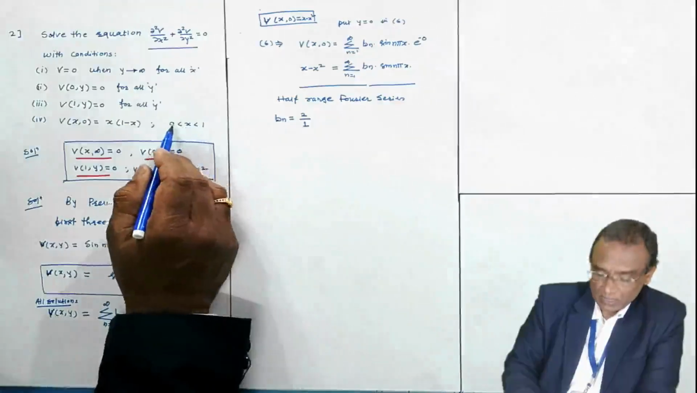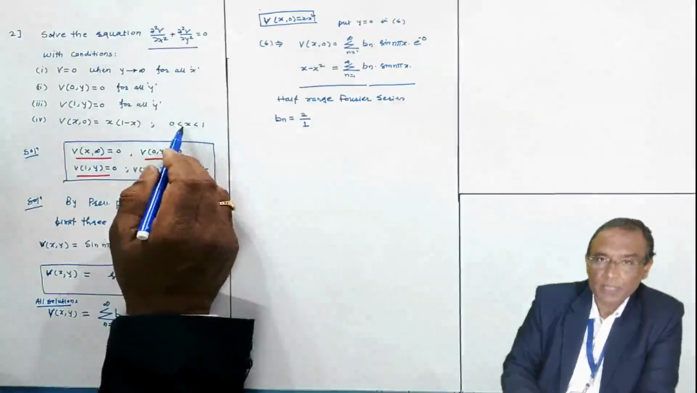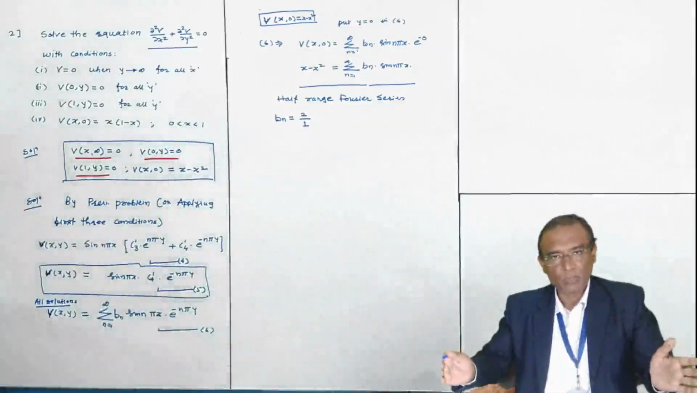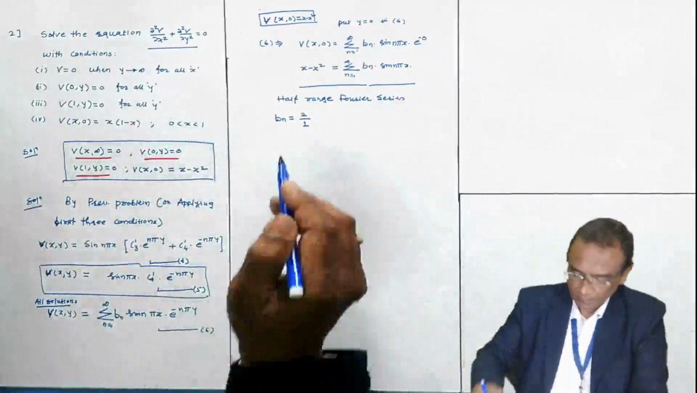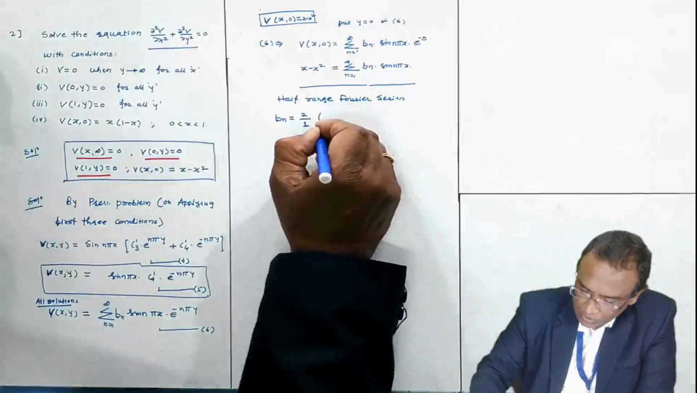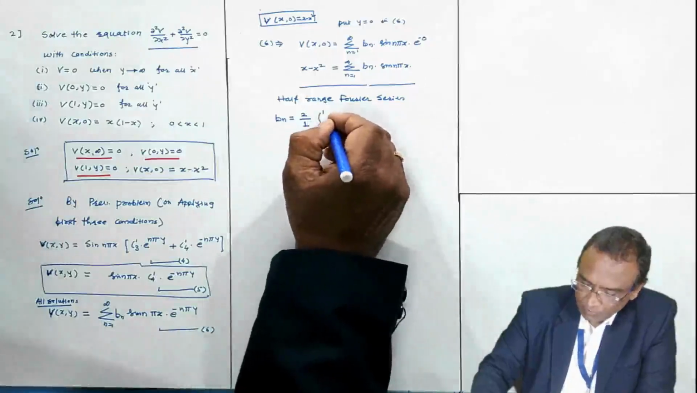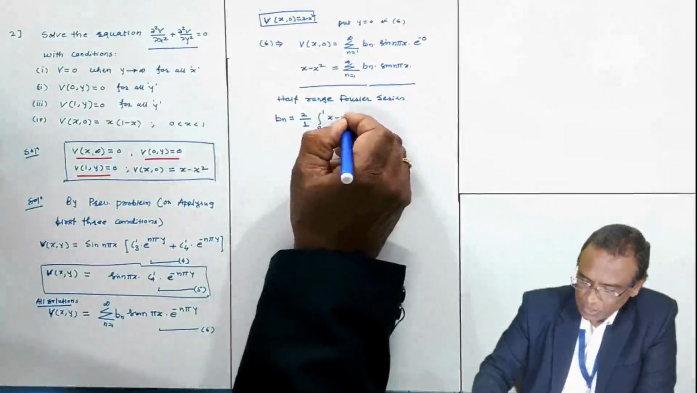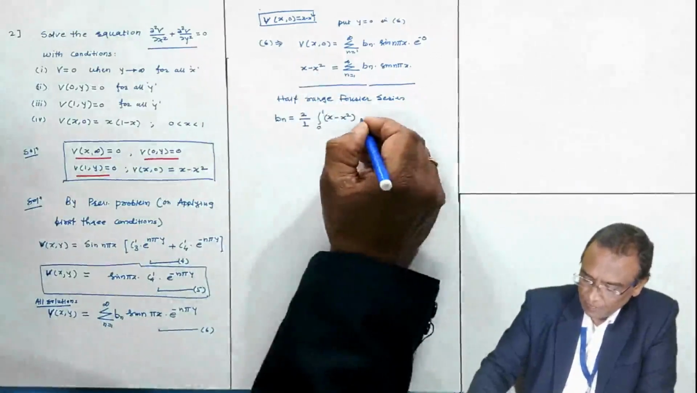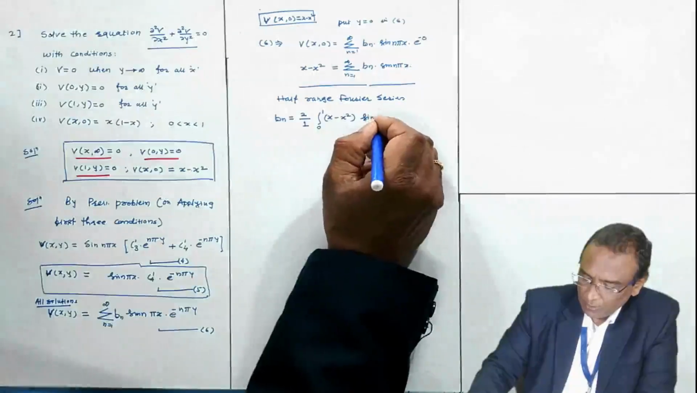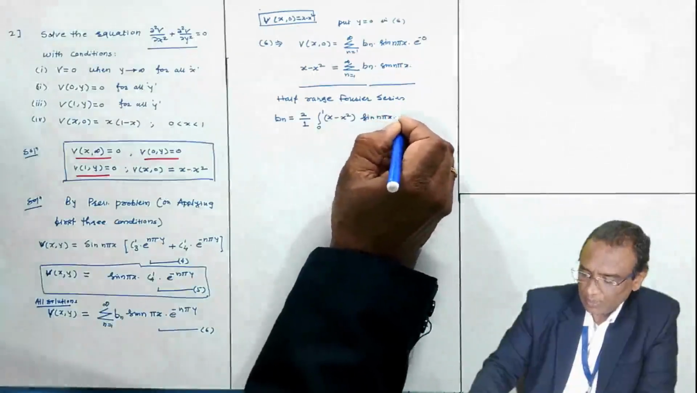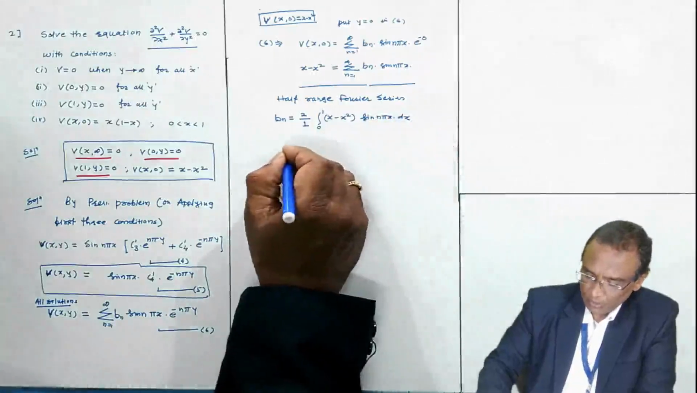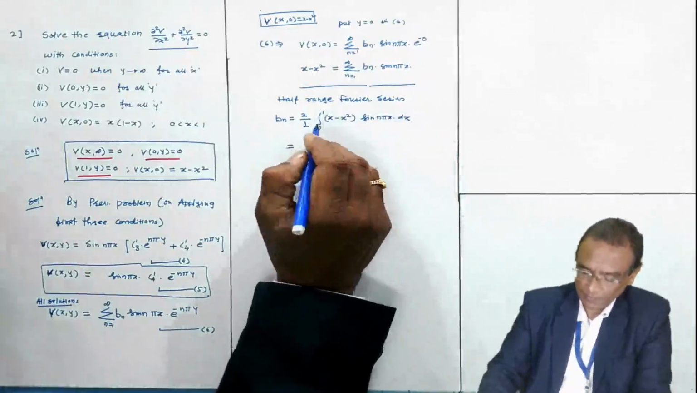Because x lies between 0 and 1, it means the horizontal width of the metal sheet is 1. So 2 by L, 0 to L, L is 1. The function is x minus x square, and sine n pi x. Okay, directly I have written. I have not written the formula; directly f of x is this and L is 1.